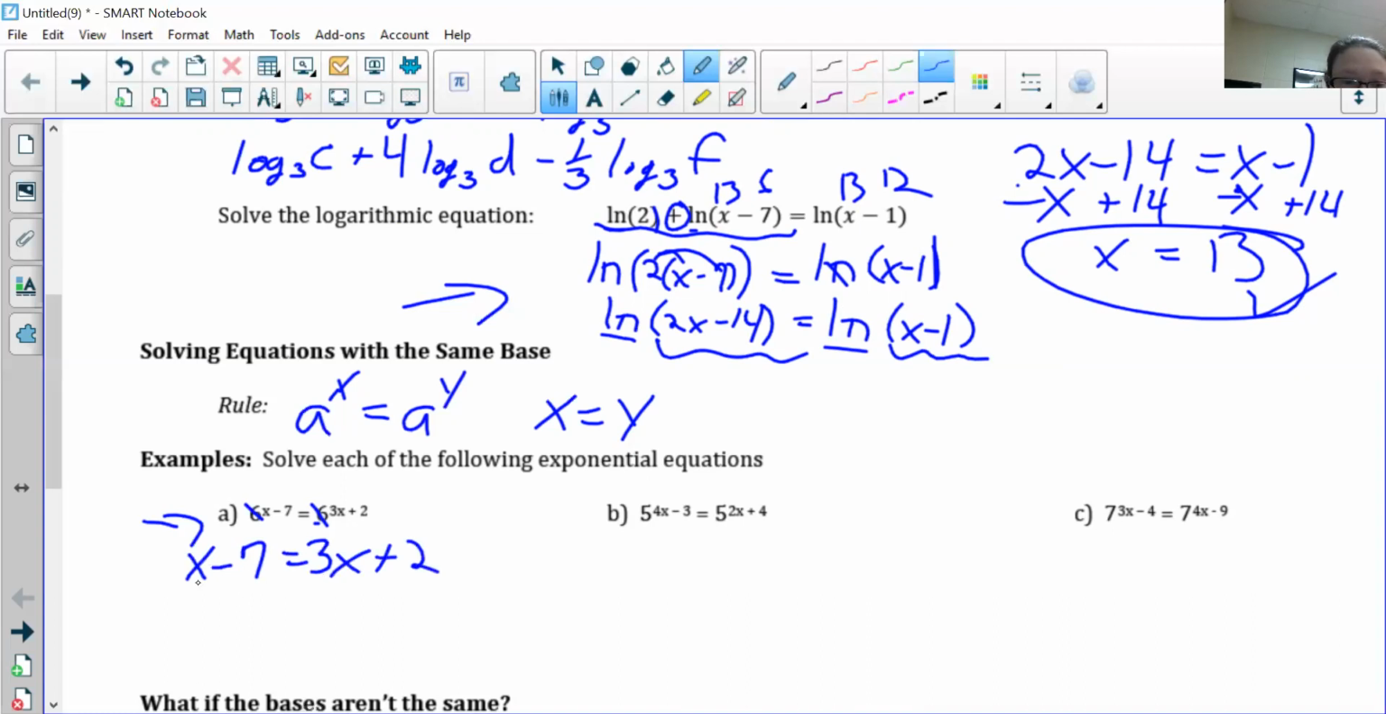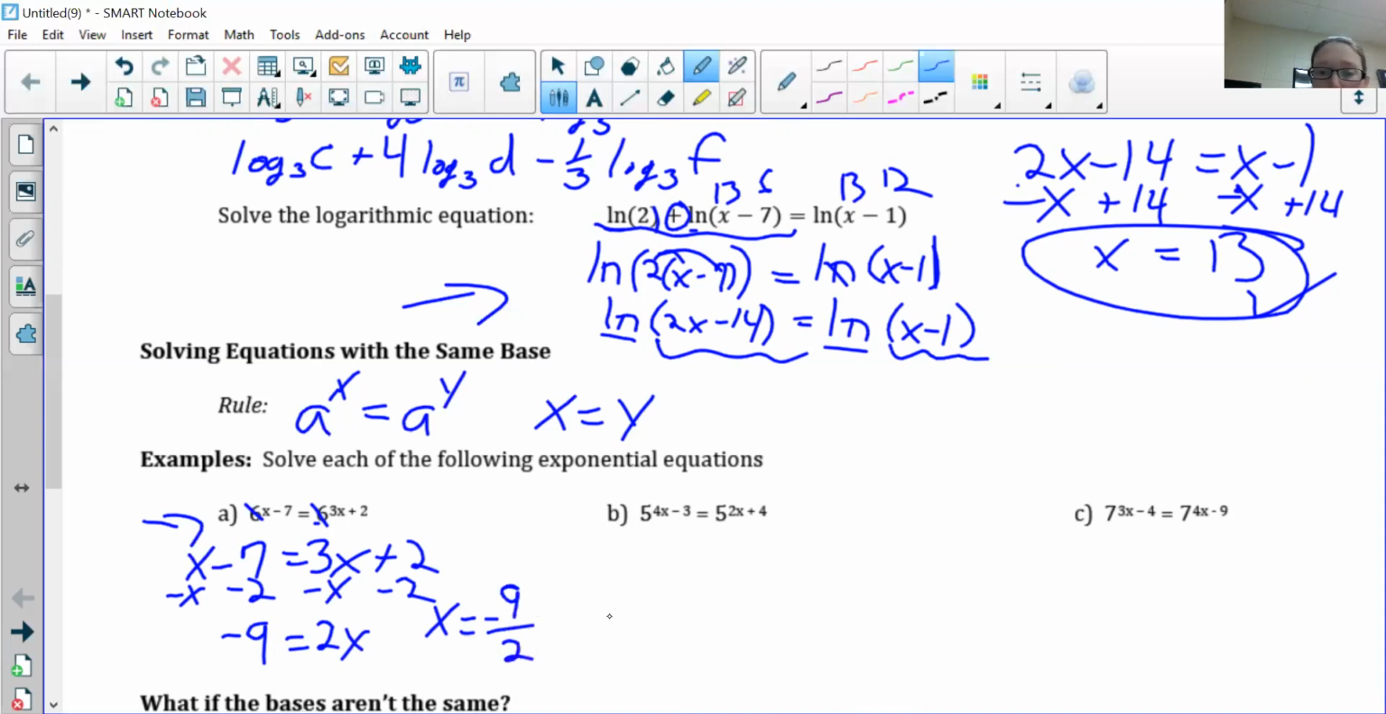All right, I've got the bigger x here, so we're going to move this little x over here, so minus x. Move our numbers to the other side, so minus 2, so negative 9 is equal to 2x. Then x equals negative 9 over 2.